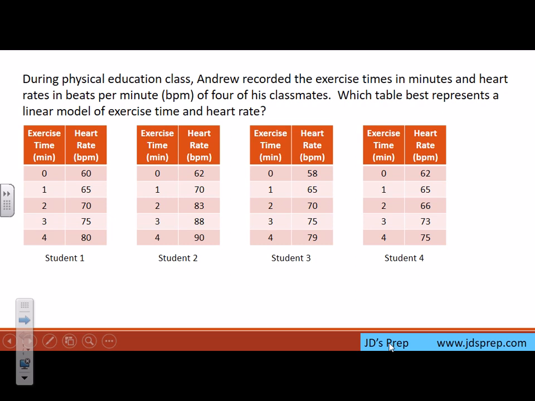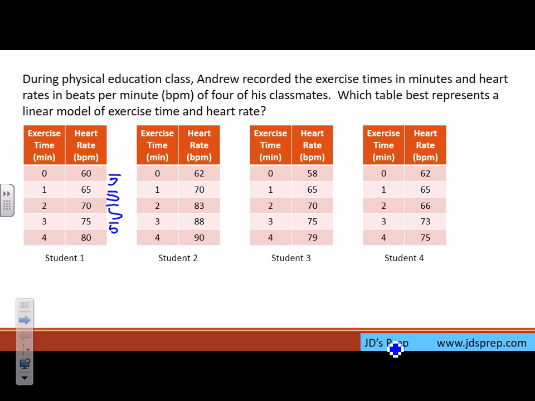If we start over here with student 1, from 0 minutes to 1 minute, we go from 60 beats per minute for their heart rate to 65 beats per minute, an increase of 5. From 1 minute to 2 minutes, their heart rate increases from 65 BPM to 70, which is another increase of 5. From 2 minutes to 3 minutes, we have another increase of 5. And from 3 minutes to 4 minutes, another increase of 5.